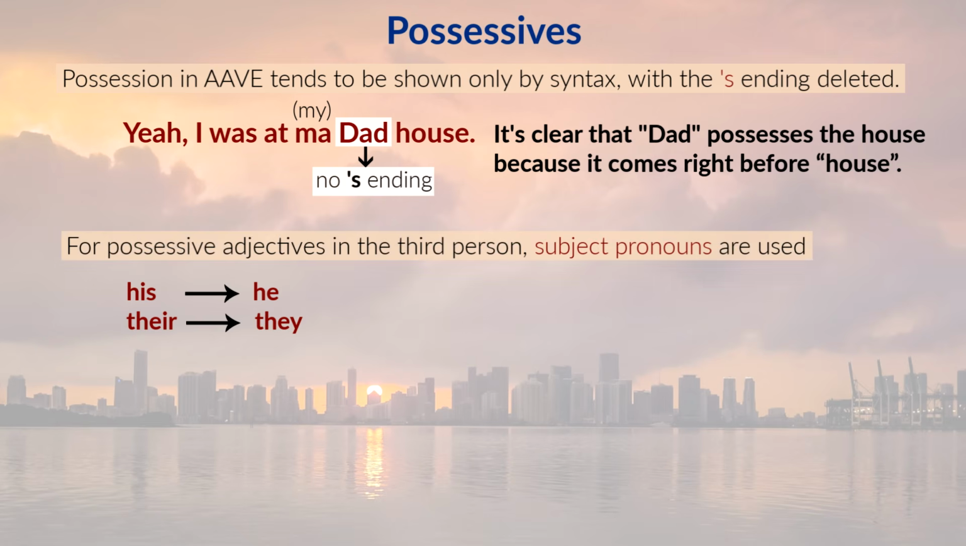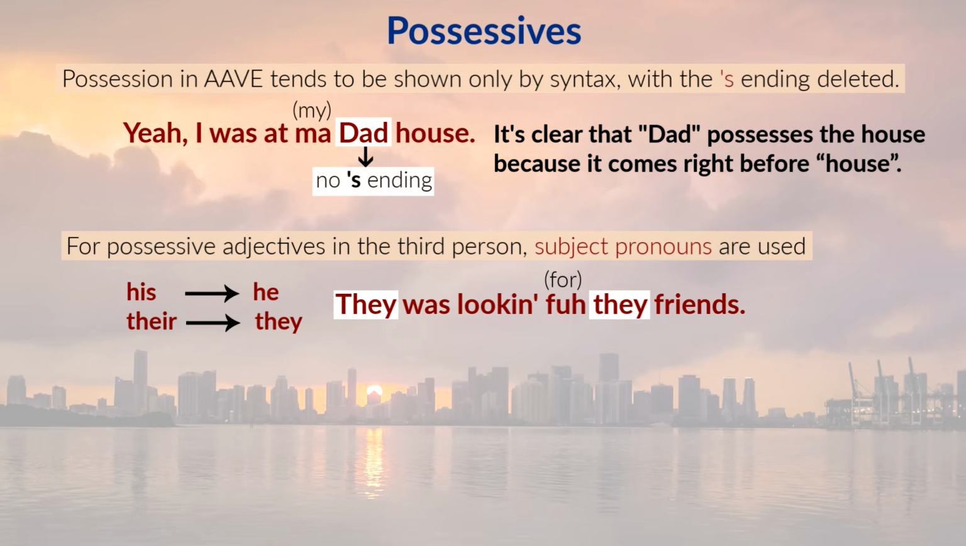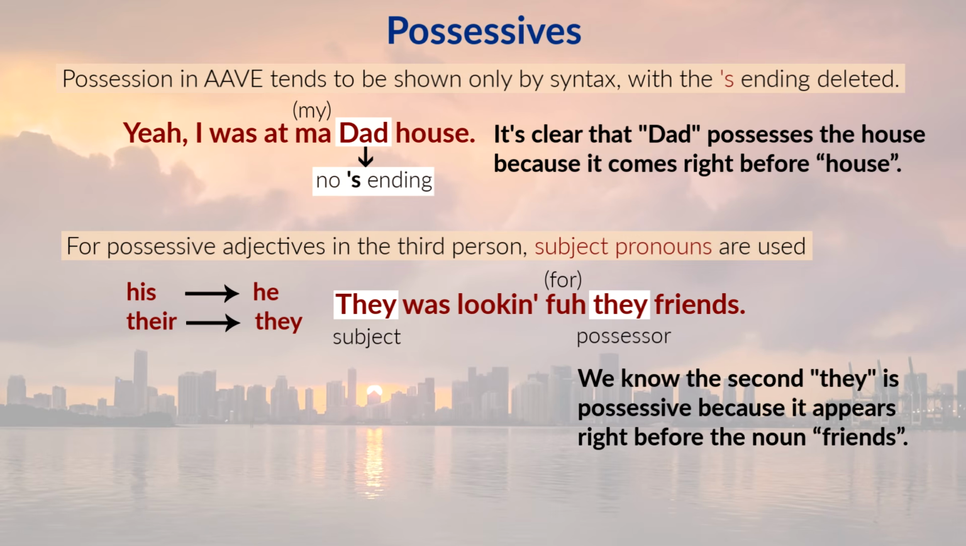For possessive adjectives in the third person, subject pronouns are used. They was looking for they friends. Notice that they appears twice, once as the subject and again as the possessor. But again, we know the second one is possessive because it appears right before the noun friends.